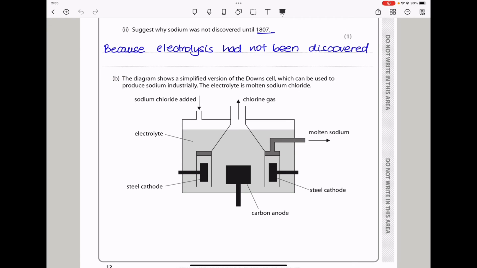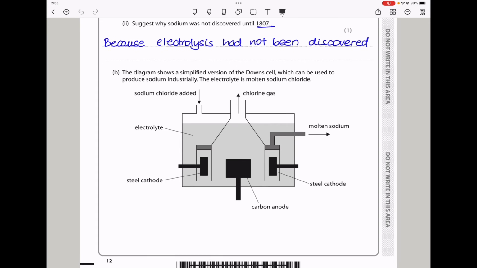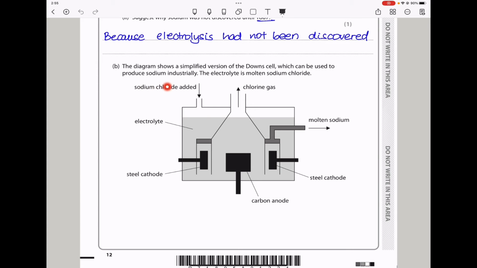And in part B, the diagram shows a simplified version of the Downs cell, which can be used to produce sodium industrially. The electrolyte is molten sodium chloride. So we can see the sodium chloride is added here. Chlorine gas comes out from there. This is the electrolyte. We see the steel cathode. There is a carbon anode. Then the molten sodium leaves here.